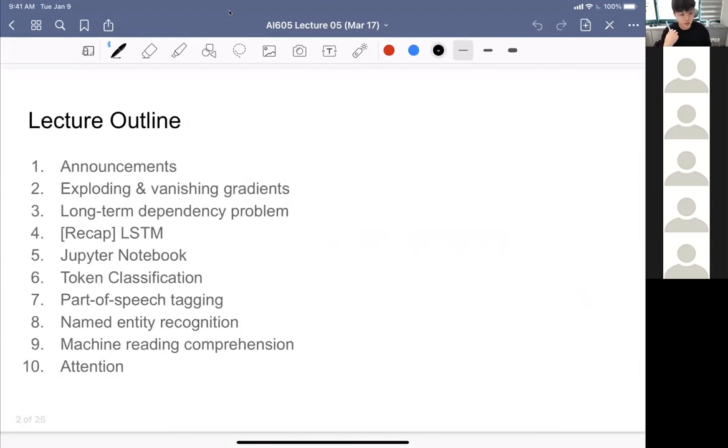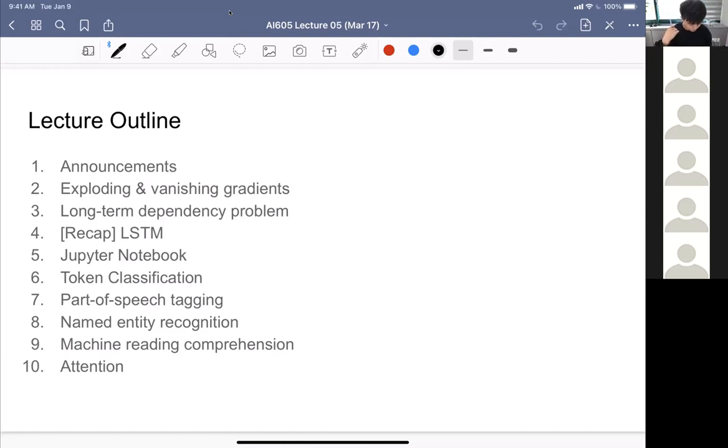So today's outline. I'll be making a few announcements. And then I'll briefly go over the exploding and vanishing gradients that we didn't have time to go over last week. Then we'll briefly talk about a few other problems, including the long-term dependency problem that RNNs have. And to account for this, I'll recap why we need LSTM. Then I'll go through a really quick tour of Jupyter Notebook so that you can be familiar with how to use PyTorch in case you haven't. And you will need this for your assignment.